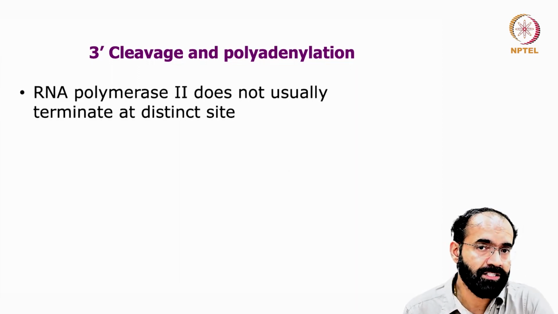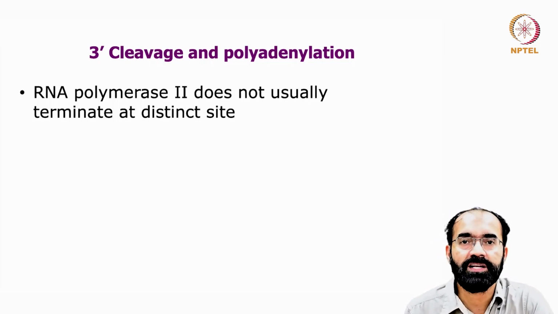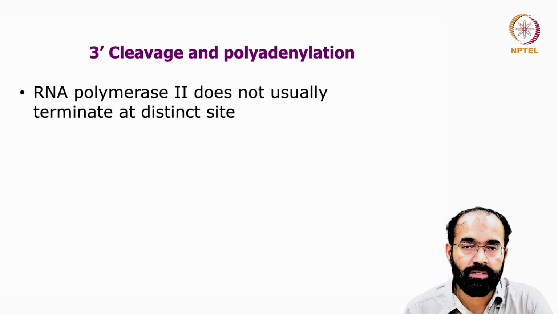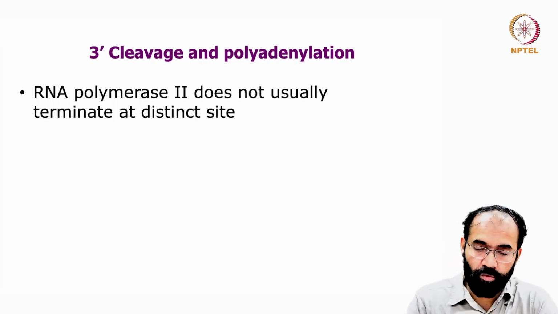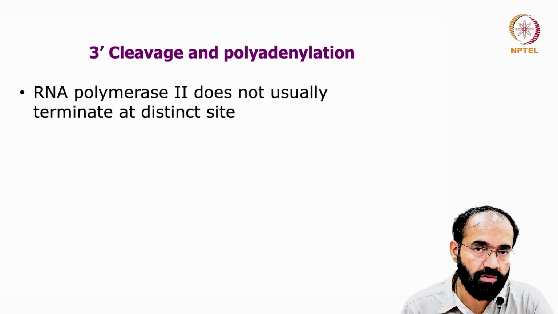Normally RNA polymerase soon after the poly A signal will have a tendency to continue, because first of all the RNA polymerase is working at a very high, fast rate, and it will continue. It's just like you are running and suddenly you have to stop. You cannot stop unless you are hitting a wall. You will continue to go further.